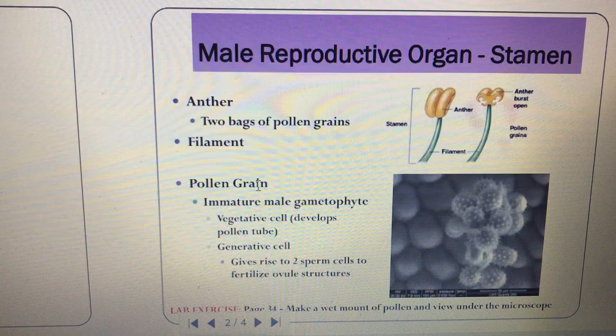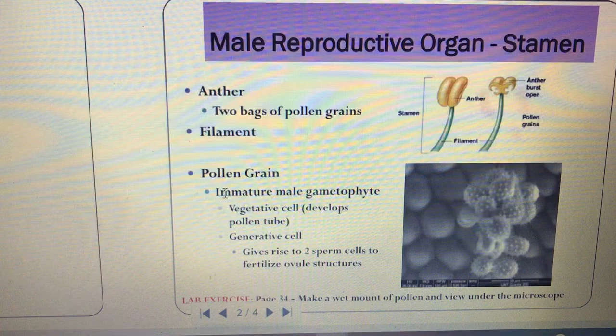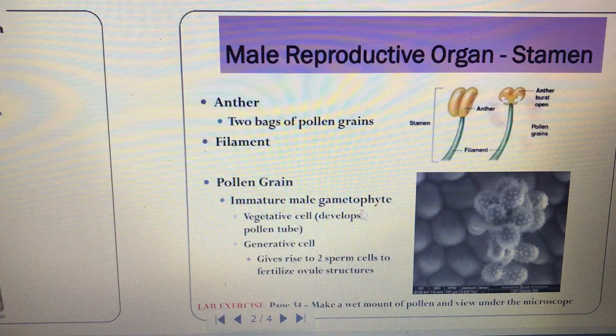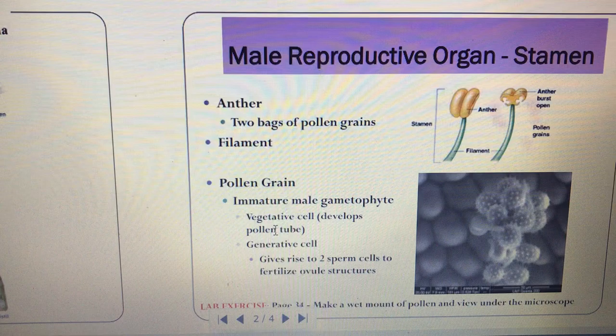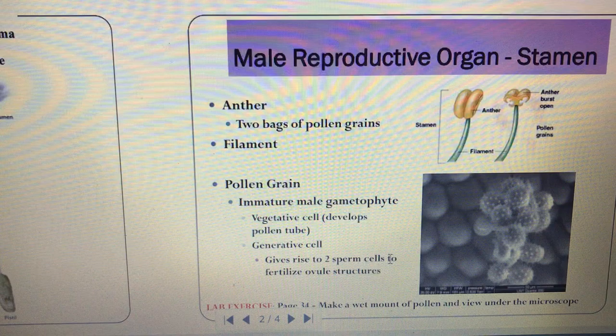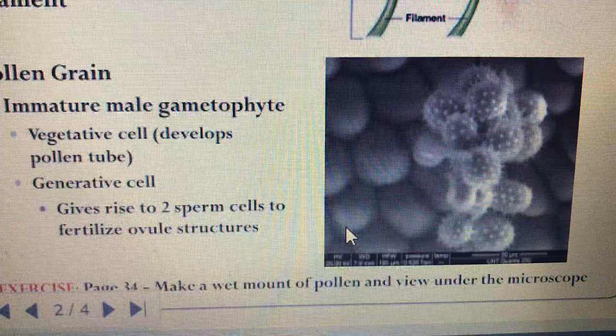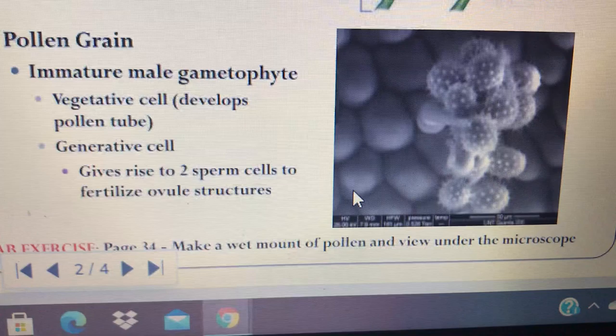The pollen grain is an immature male gametophyte. So the pollen grain is an immature male gametophyte, a vegetative cell which develops into a pollen tube, a generative cell which gives rise to two sperm cells to fertilize ovule structures. And this is, okay, a cross-section or a view of pollen under the microscope, okay?